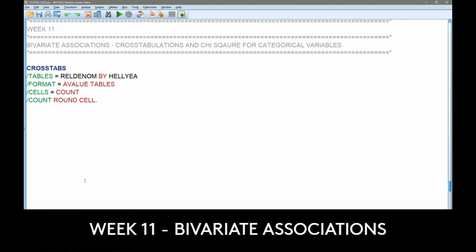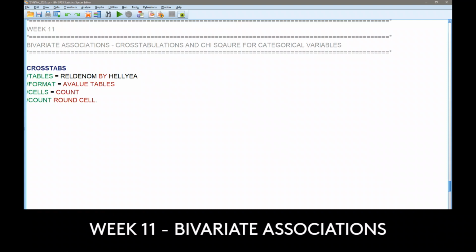Now, the code to generate a simple cross tabulation is as follows. Crosstabs, you're going to specify the tables line with the two categorical variables that you want to assess. And remember, crosstabs can only assess categorical variables with two or more categories. Rel denom is a variable that we had coded in class that collapses various affiliations into 4 religious denominations. And this hell yeah variable is another one that we coded in class, asking a yes or no question about the belief in hell.